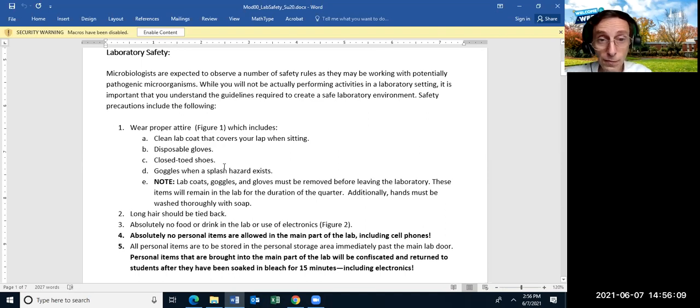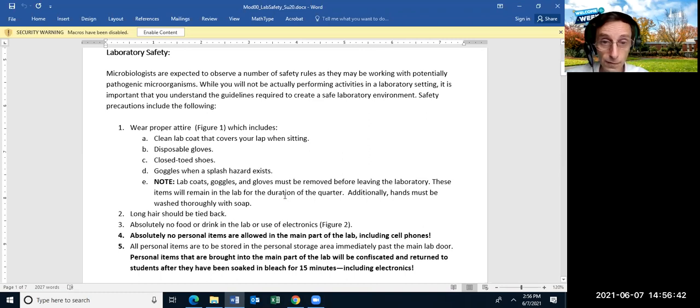When you're working with a splash hazard, you have to wear goggles while in the microbiology lab. Fortunately, we don't often work with splash hazards, but if you're staining a slide, or working with a liquid culture where there are microorganisms in it that you could splash into your eyes, you have to wear goggles.